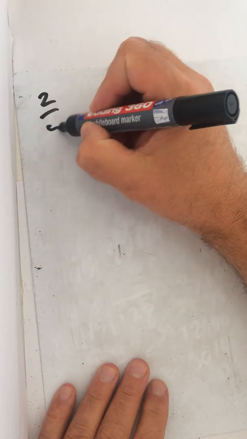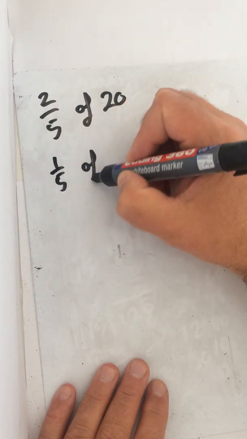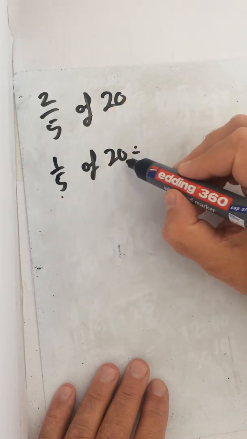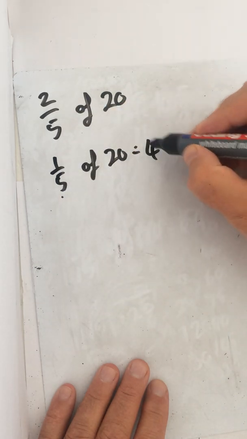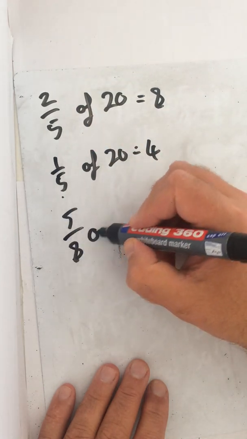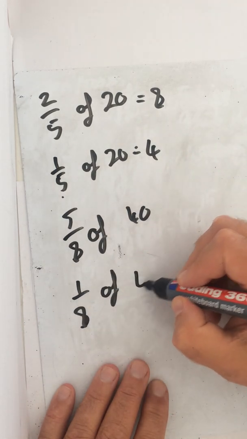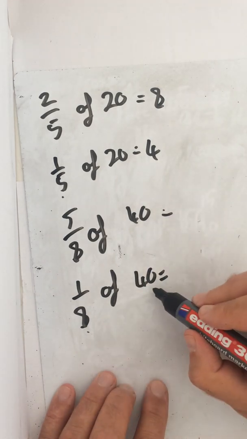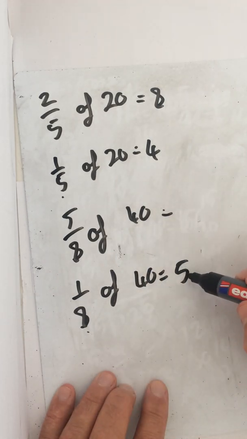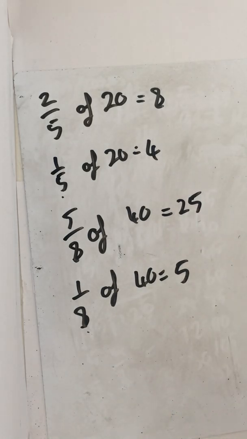Right, let's have another look. So the first one, 2/5 of 20. I'm going to do these quite quickly. 1/5 of 20 is, how many 5s are in 20? 4. 4 times 2, 8. Then 5/8 of 40. 1/8 of 40 equals, how many 8s in 40? 5. So if 1/8 is 5, 5/8 will be 5 times 5, 25. Should be okay on those first two.